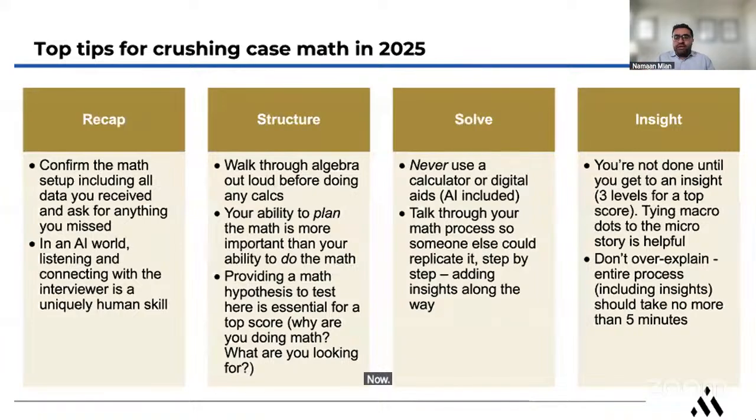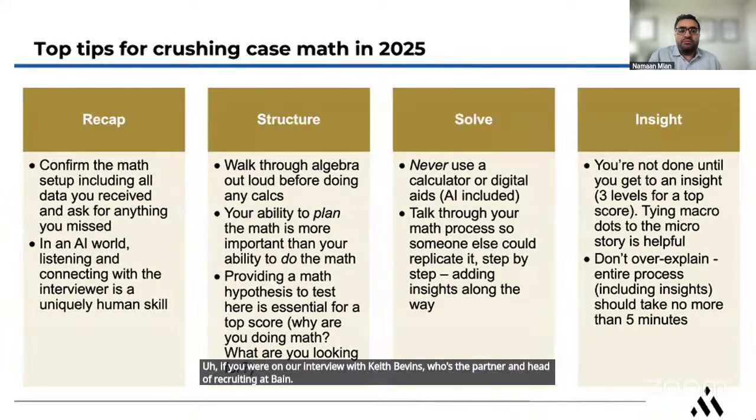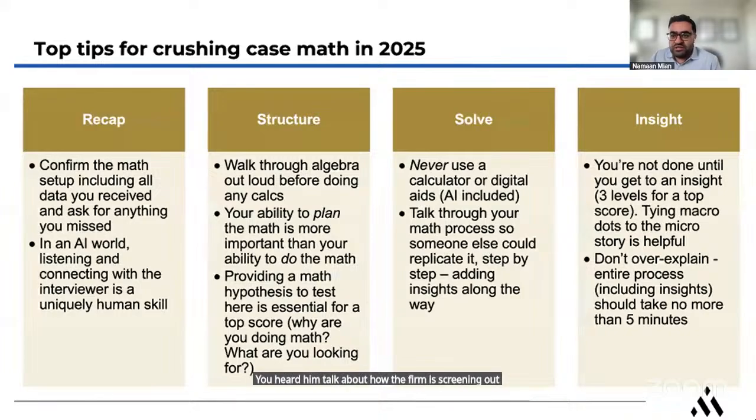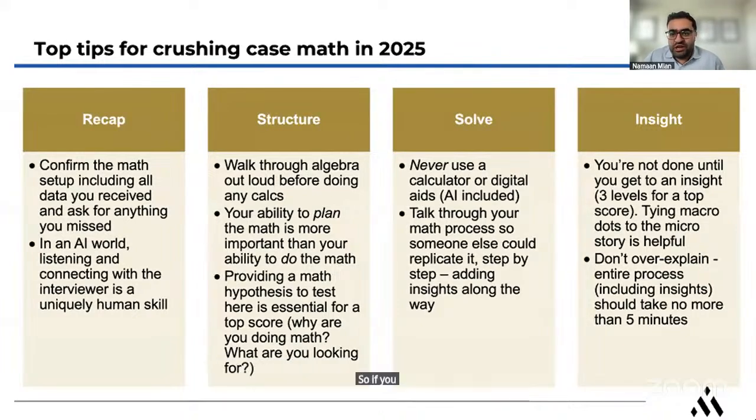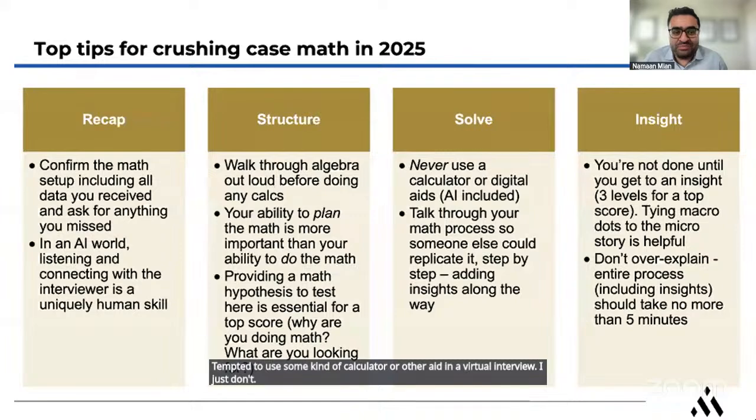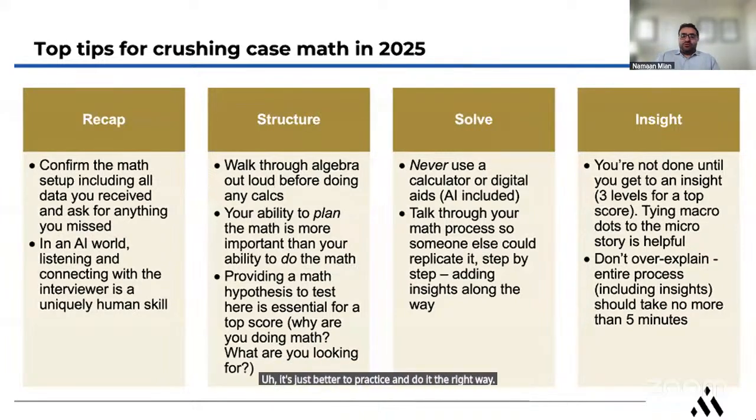Now, when you're solving the math inside of an interview context, you will never ever use a calculator or a digital aid, including ChatGPT. If you were on our interview with Keith Bevins, who's the partner and head of recruiting at Bain, you heard him talk about how the firm is screening out candidates who are using AI as an aid inside of the interview process. It's an automatic fail. So if you have a virtual interview and you're kind of tempted to use some kind of calculator or other aid in a virtual interview, just don't. It's just better to practice and do it the right way. So no calculators, no digital aids. You won't be allowed to use them in the interview, so you shouldn't practice with them either.